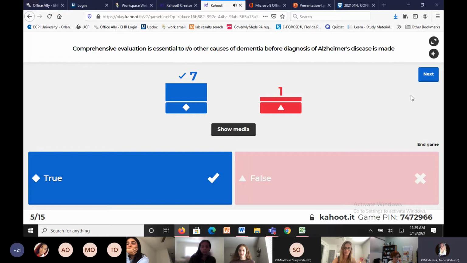So yes, this is true. It's very important to complete a comprehensive evaluation before diagnosing somebody with dementia, because again, like delirium, they could be having an infection or an electrolyte imbalance, something else going on causing that memory issue.